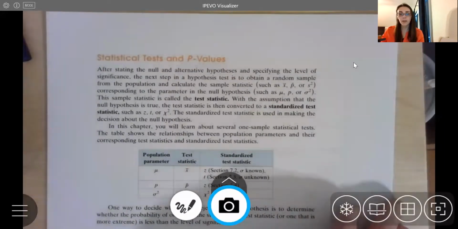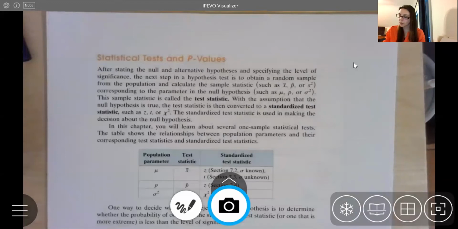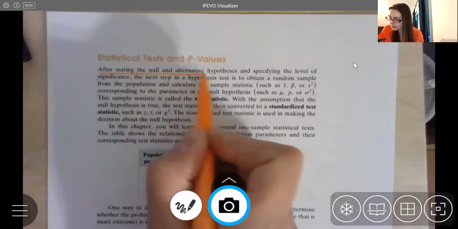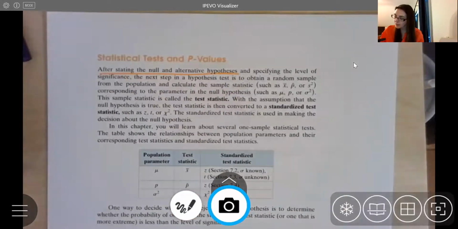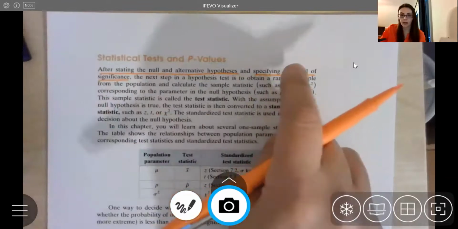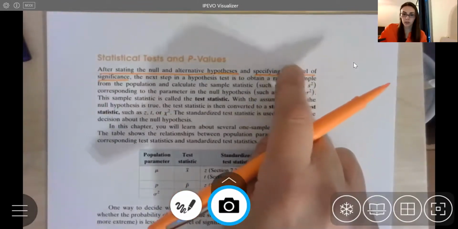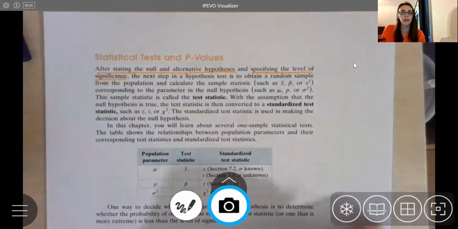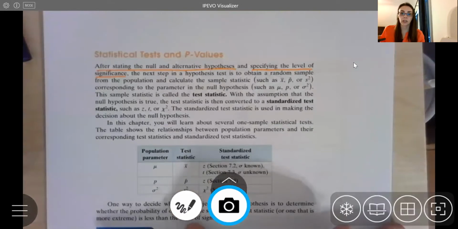All right, so let's talk a little bit more about the tests and also p-values. After you've stated the null and alternative hypotheses, and you specify the level of significance, so again, this is a choice for the researcher to choose a good level of significance for that situation. The next step is to actually obtain a random sample from the population and calculate the sample statistic.